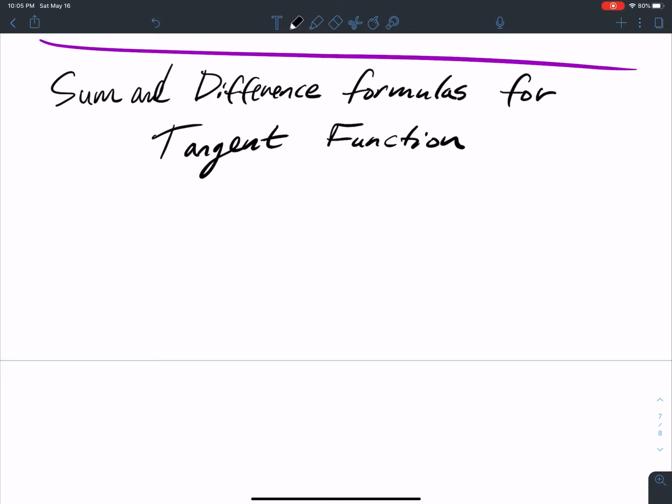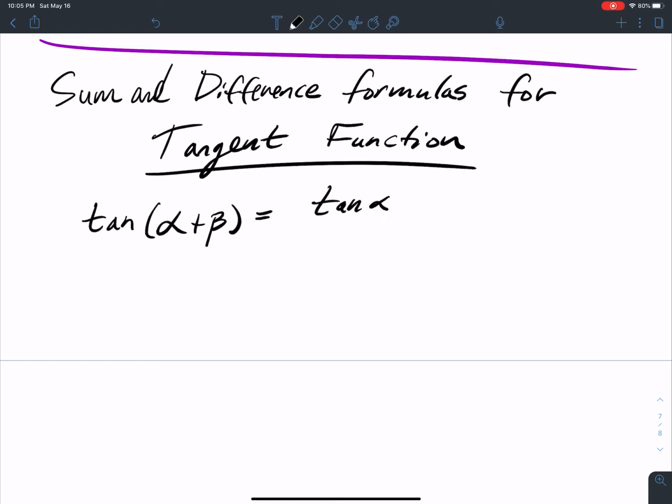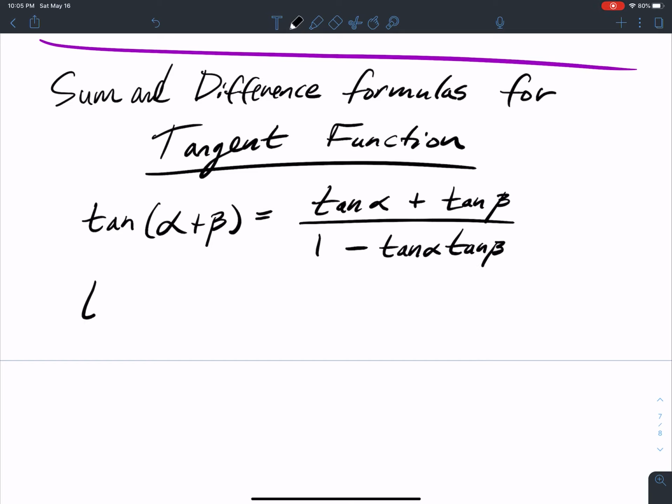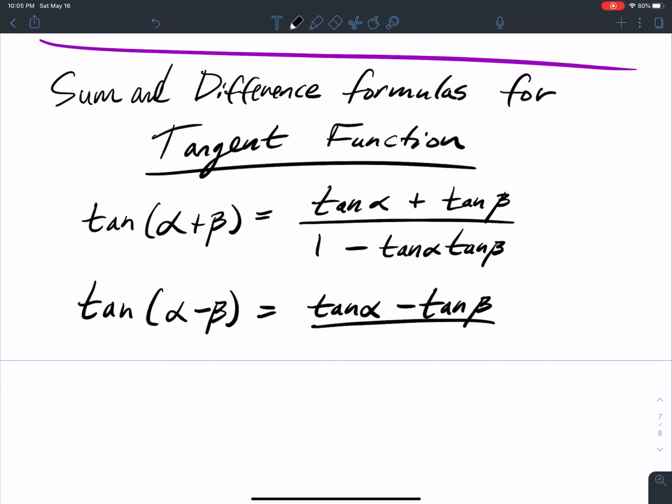All right, so here we've got the sum and difference formulas for the tangent function. The formula is tangent of alpha plus beta equals the tangent of alpha plus the tangent of beta, over 1 minus tangent alpha tangent beta. And then the difference is tangent of alpha minus beta, which is the tangent of alpha minus the tangent of beta, divided by 1 plus the tangent of alpha tangent beta.